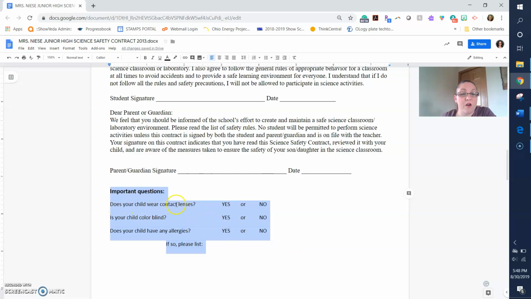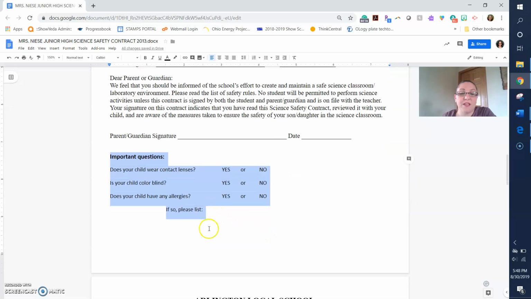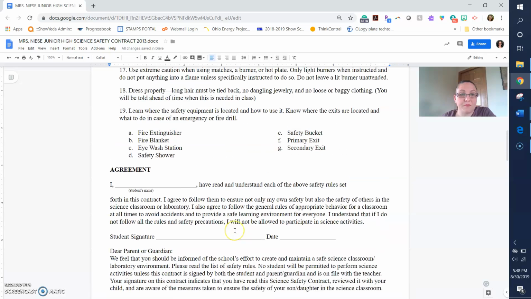Does your child wear contact lenses? Yes or no? Is your child colorblind? Yes or no? Does your child have any allergies? Yes or no? And if it is a yes, please list what your allergies are.